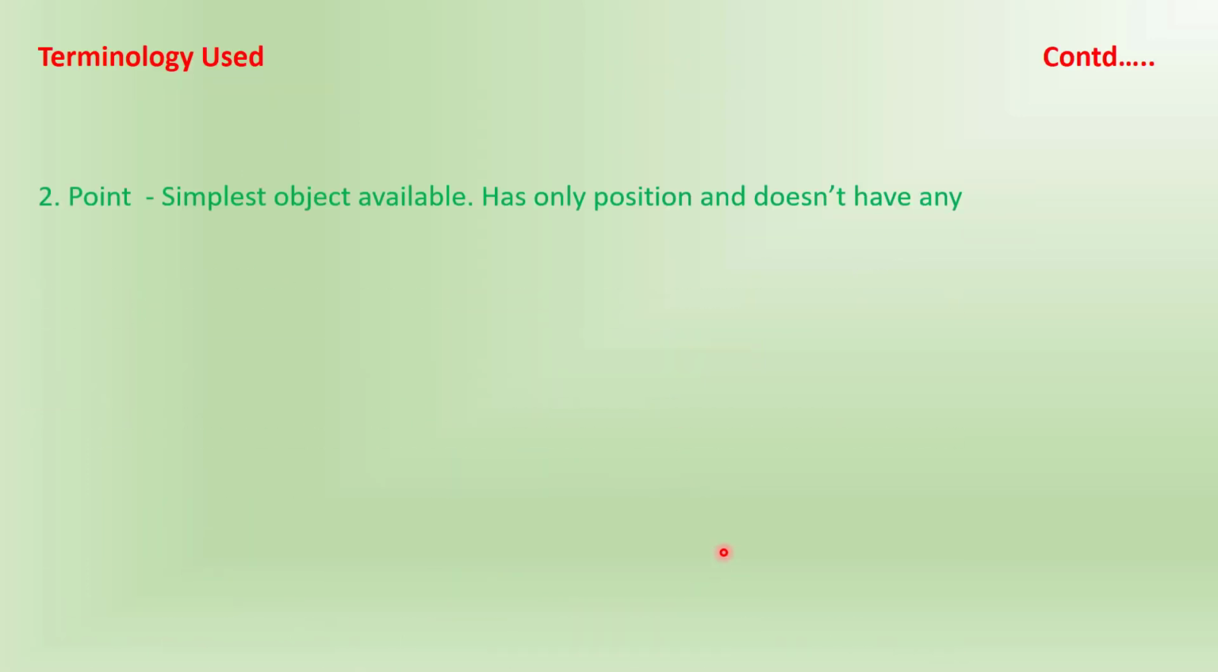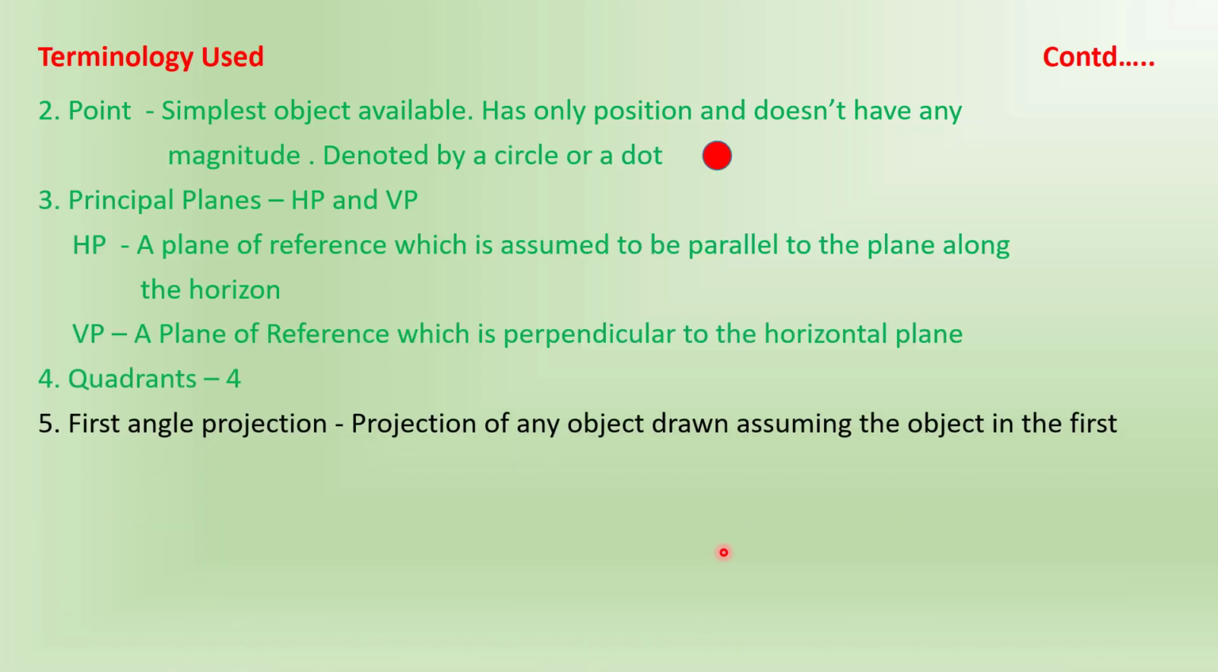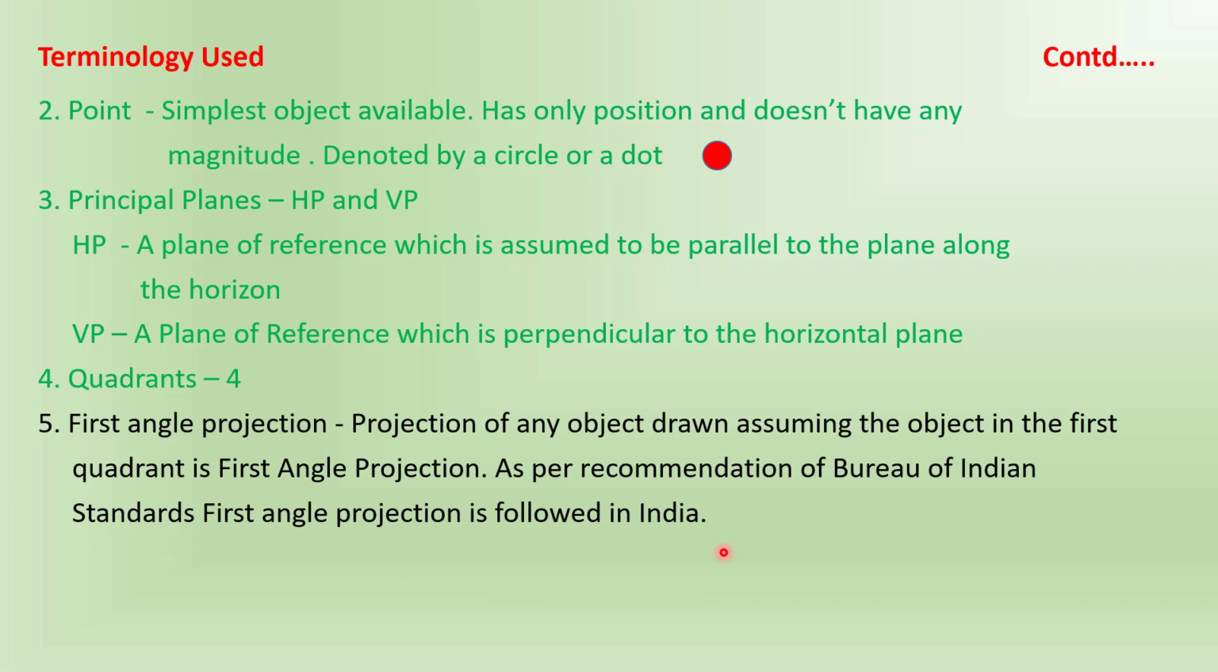Now we have some more terminologies. So two quadrants we have seen. The next one is the first angle projection. Now what do you mean by first angle projection? Just assume that we are placing the object in the first quadrant and we are trying to get the image of that object on the planes, on the vertical plane as well as on the horizontal plane. Then we can call that projection the first angle projection. And as per the Bureau of Indian Standards, in India we are following the first angle projection.